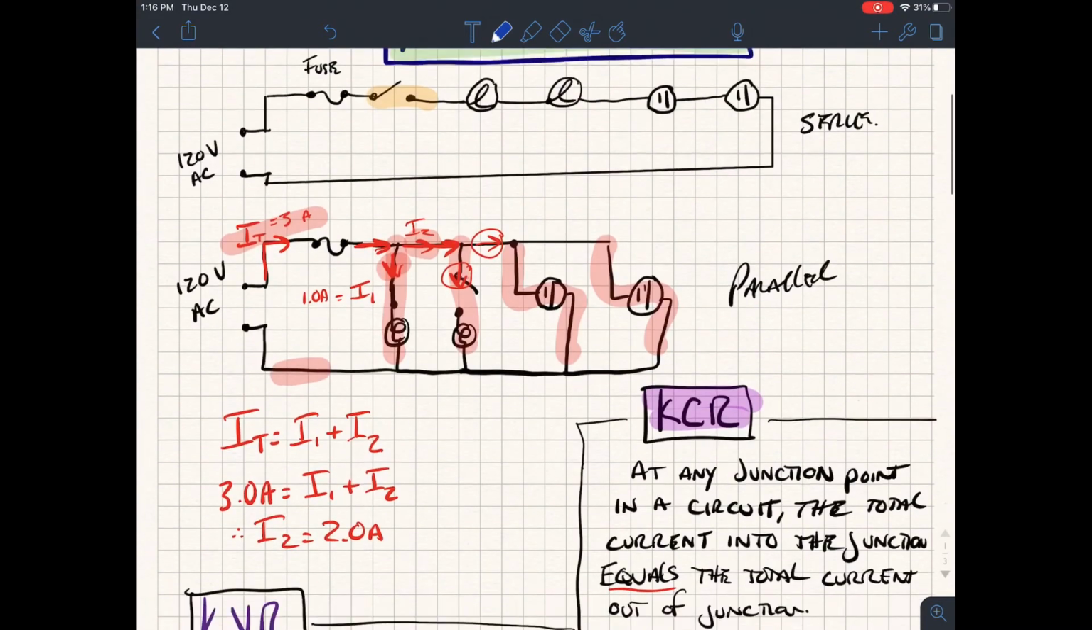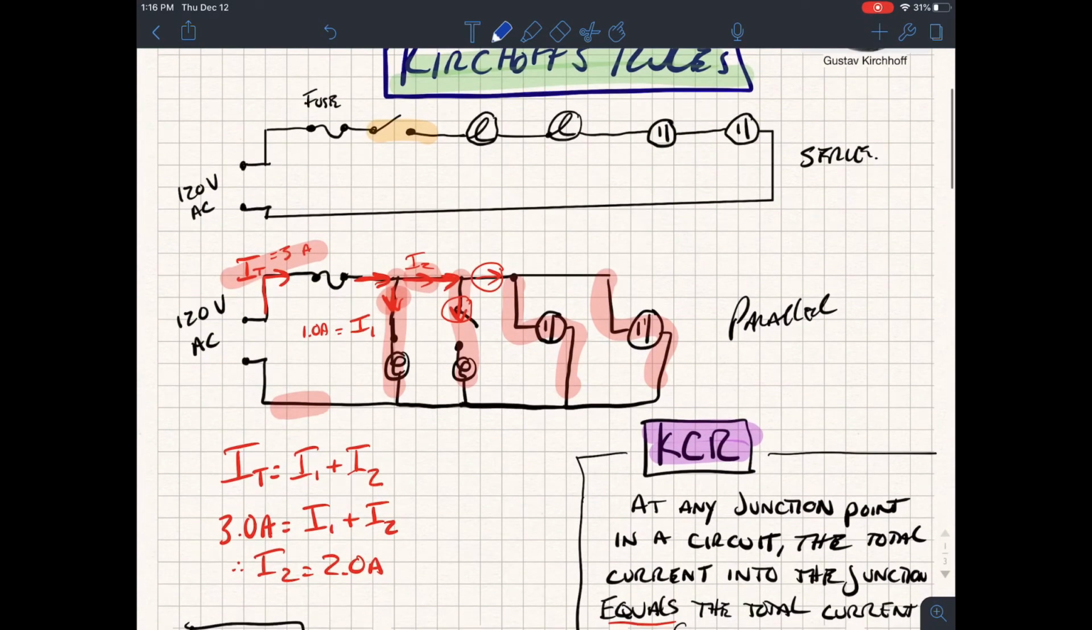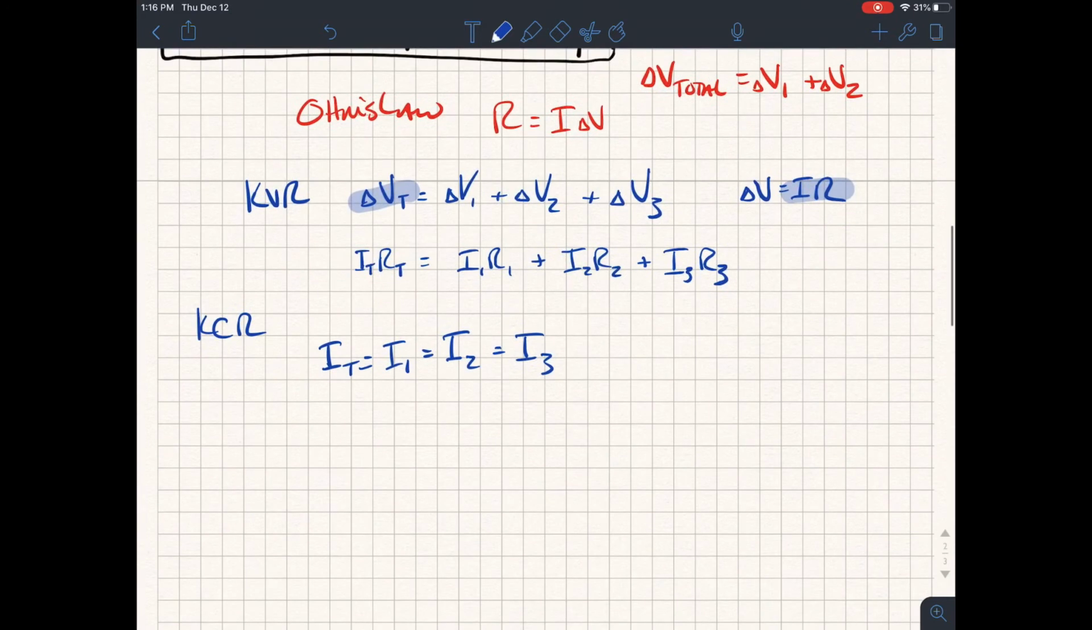If we take a look at the current rule, at any junction point in a circuit, the total current into the junction equals the total current out of the junction. But if we're in a series circuit where there are no junctions, the I at any position around the circuit will always be the same. So, because the I's are all the same in a series circuit, let's restrict our conversation here to a series circuit.